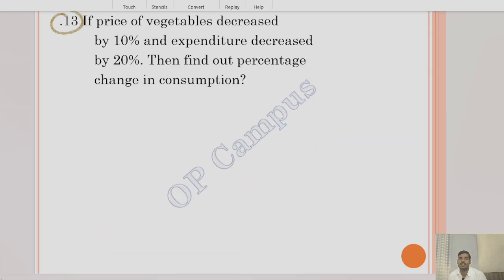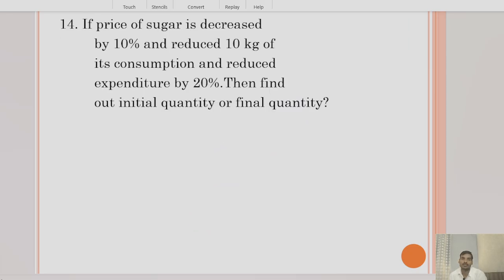Next question, question number 13. If the price of a vegetable decreases by 10% and expenditure decreases by 20%, then find out the percentage change in consumption. This question is important for you, and you can solve it and answer it in the comment section. If you have any problem, I will explain in the next video. Same type of question, you can solve this also.